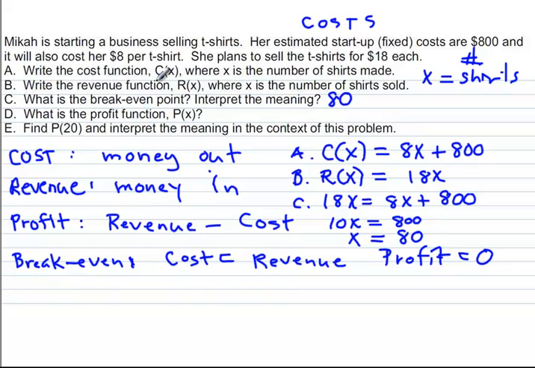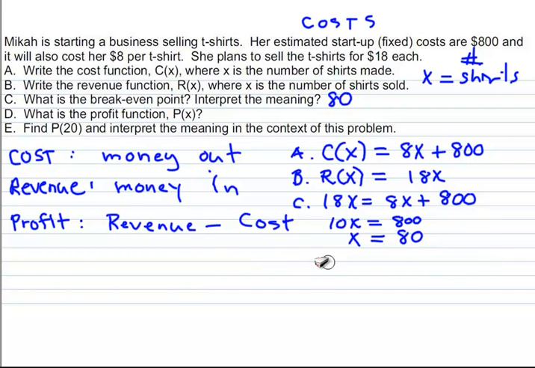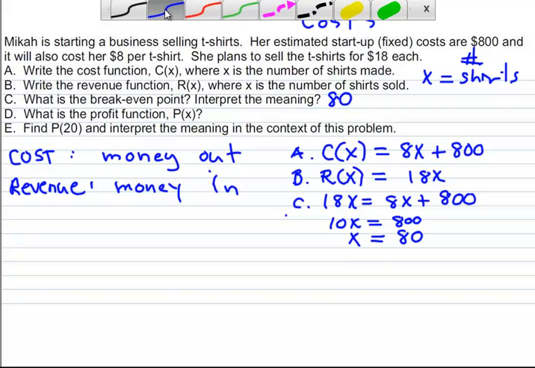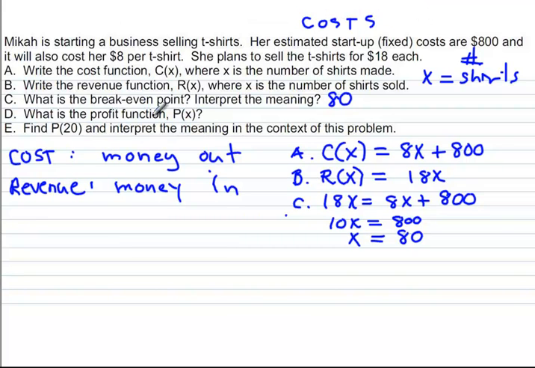And that's what part D asks us about, the profit. So part D, what's the profit function? So remember what we said. The profit is the money in, the revenue, subtract the money out, or the cost, and we really hope that revenue is larger than cost so that you have some money left over for your profit.